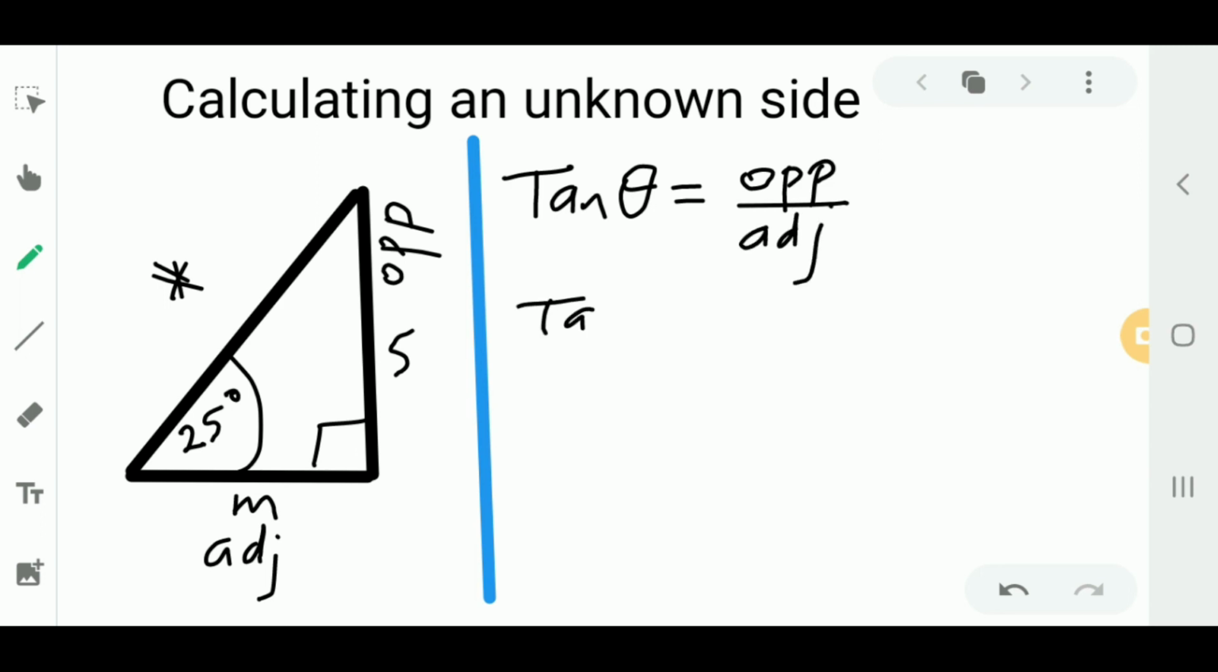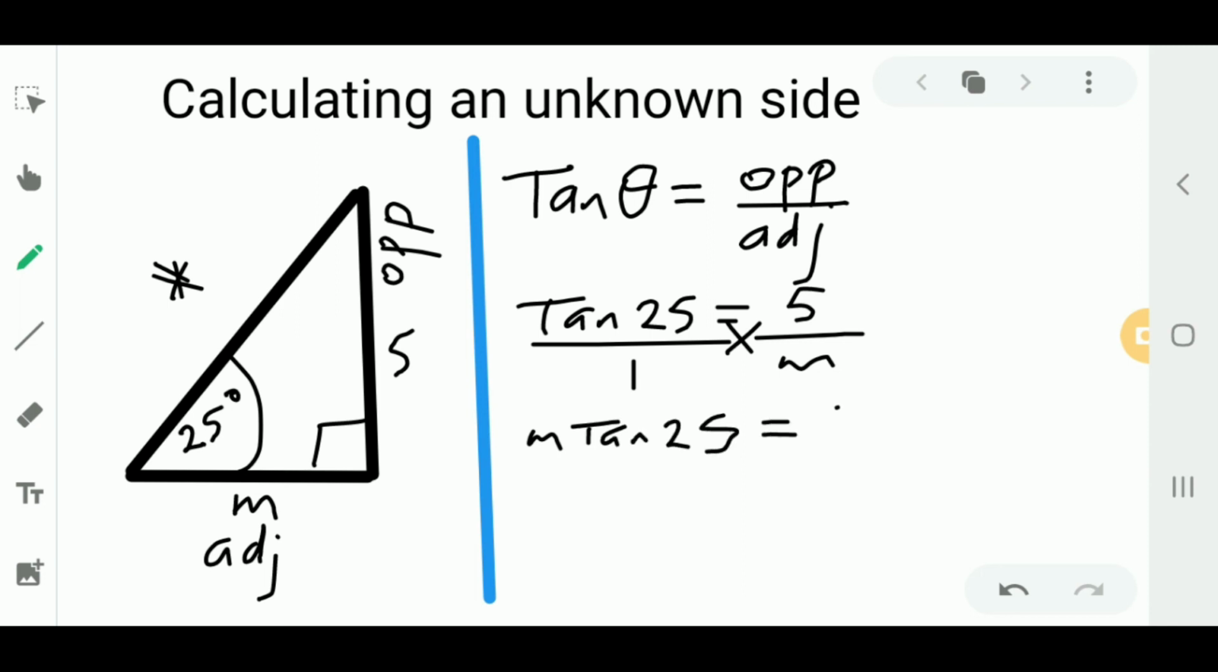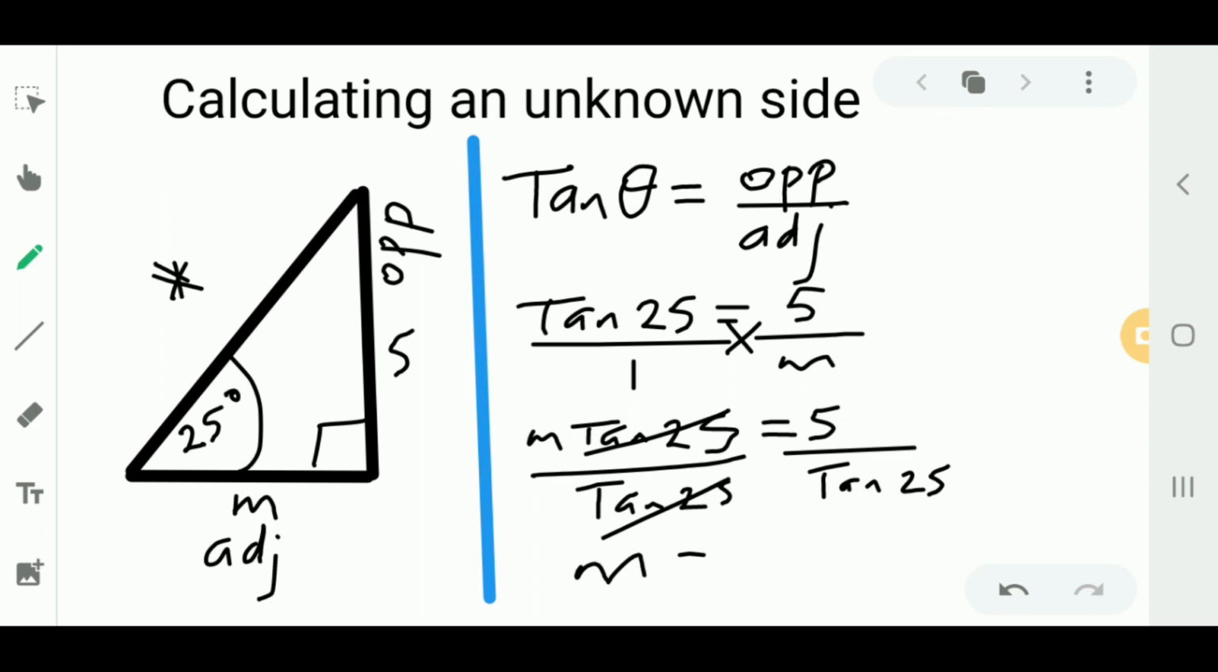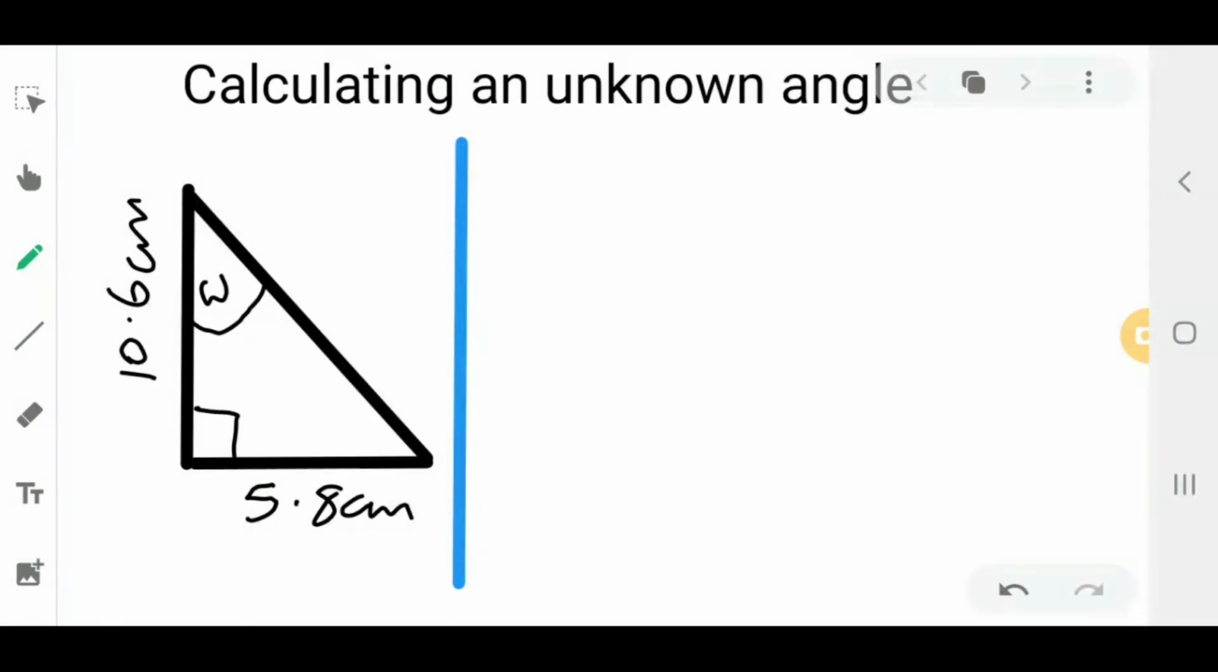So it's tan 25 is equal to the opposite, which is 5, over m. Again, you can cross multiply. So we have m tan 25 is equal to 5. And we want m by itself, so we're dividing both sides by tan 25. So these cancel. So m is equal to 5 over tan 25, which is 10.7 centimeters.